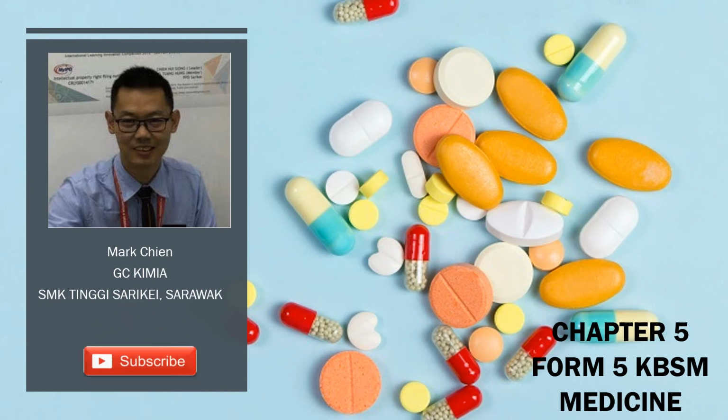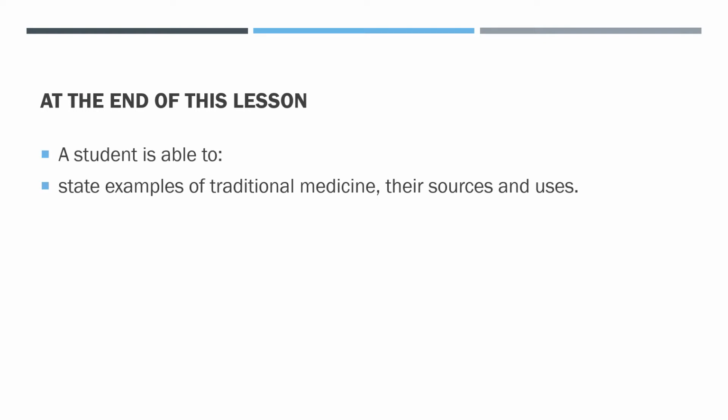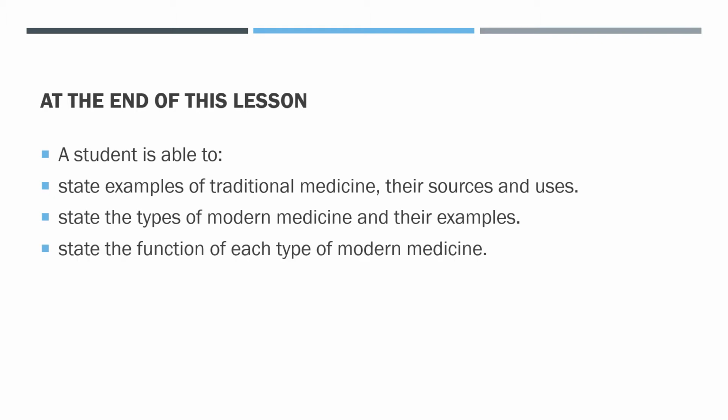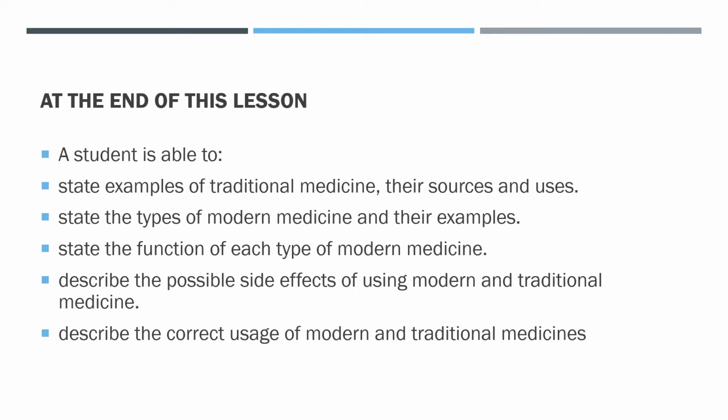In this video, you will learn SPM Chemistry Chapter 5.3 Medicine. At the end of this lesson, a student should be able to state examples of traditional medicine, their sources and uses, state the type of modern medicine and their examples, state the function of each type of modern medicine, describe the possible side effects of using modern and traditional medicine. Describe the correct usage of modern and traditional medicine.